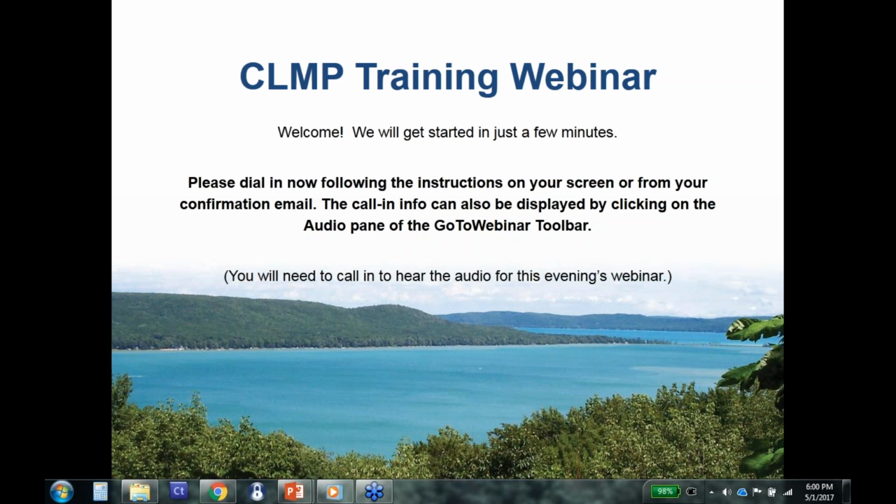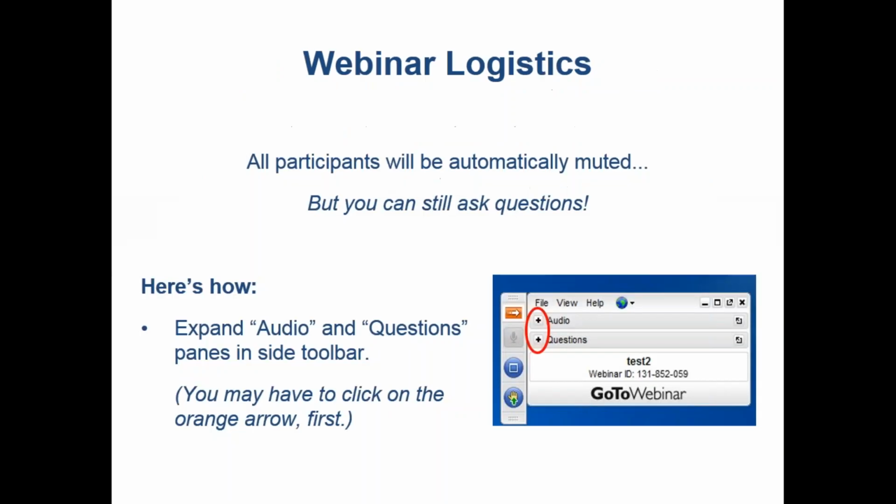Before we get started, I would just like to take a moment to show you how you'll be able to ask questions during our webinar this evening. First, you're going to want to locate your GoToWebinar toolbar. Look for the orange arrow, probably in the upper right corner of your screen, and click on that to expand. Then click to expand the panes for audio and questions. Click on those little plus signs.